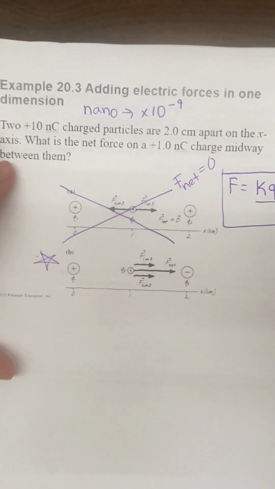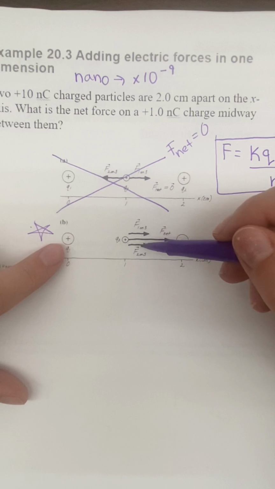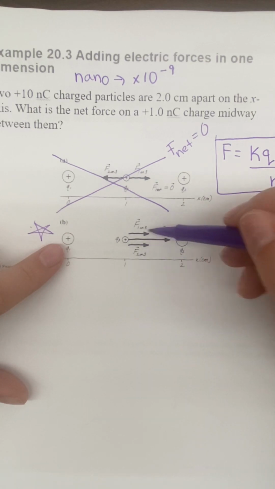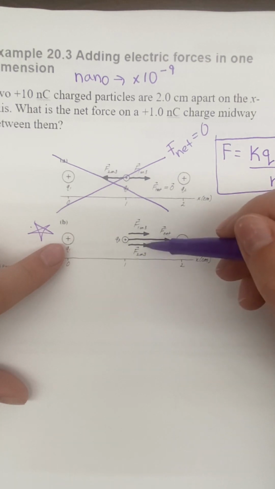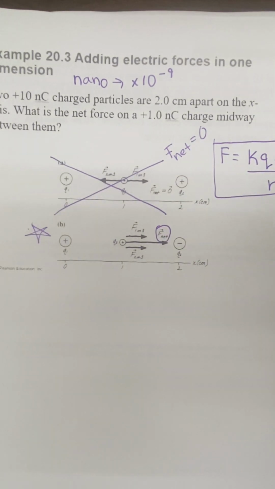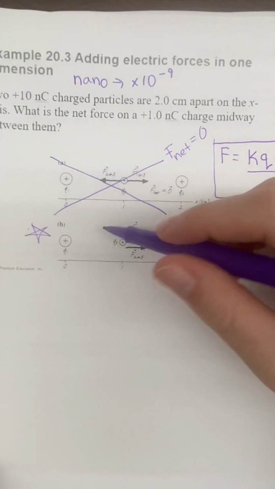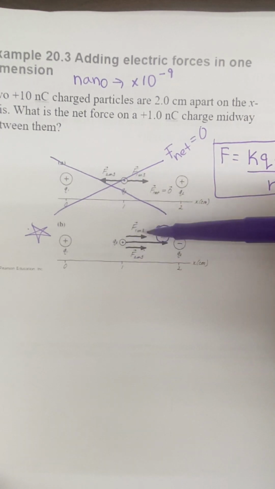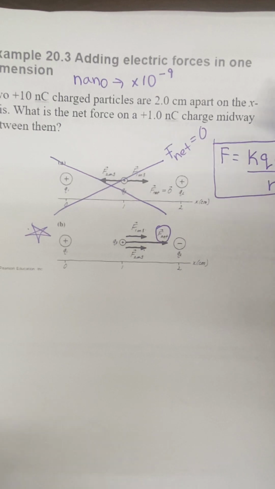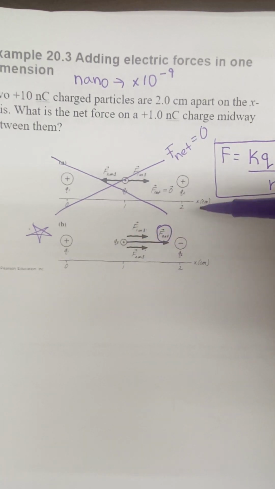Okay, we want to find this one. So if it was positive on the left, it would feel a force this way. If it was negative on the right, same direction, and we want to find F net. So we know that these 2 forces are equal because these are all 10 nanocoulombs, positive or negative, doesn't matter. And Q3 is in between them, so same distance.